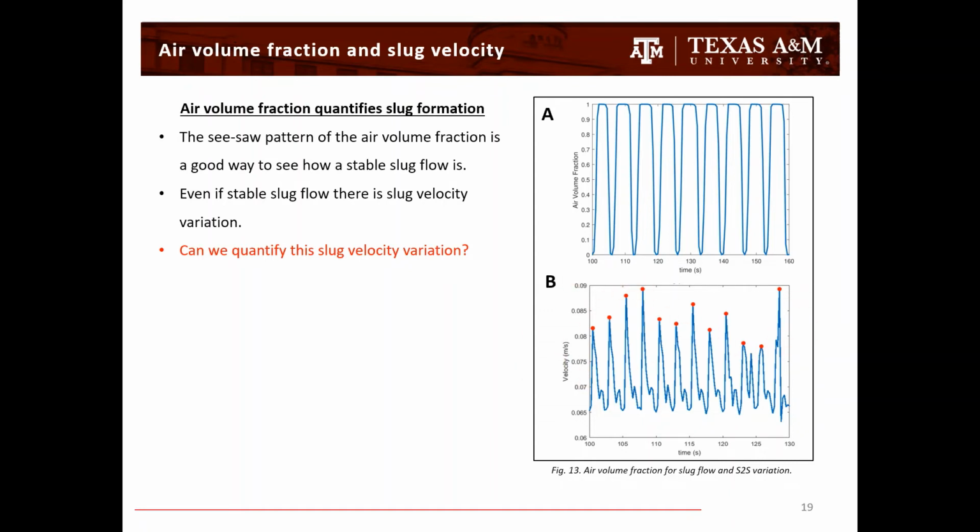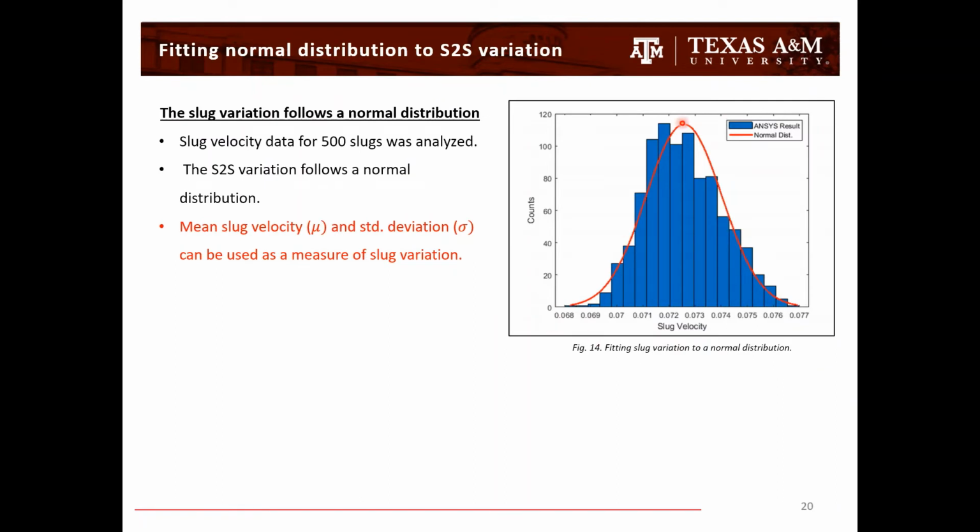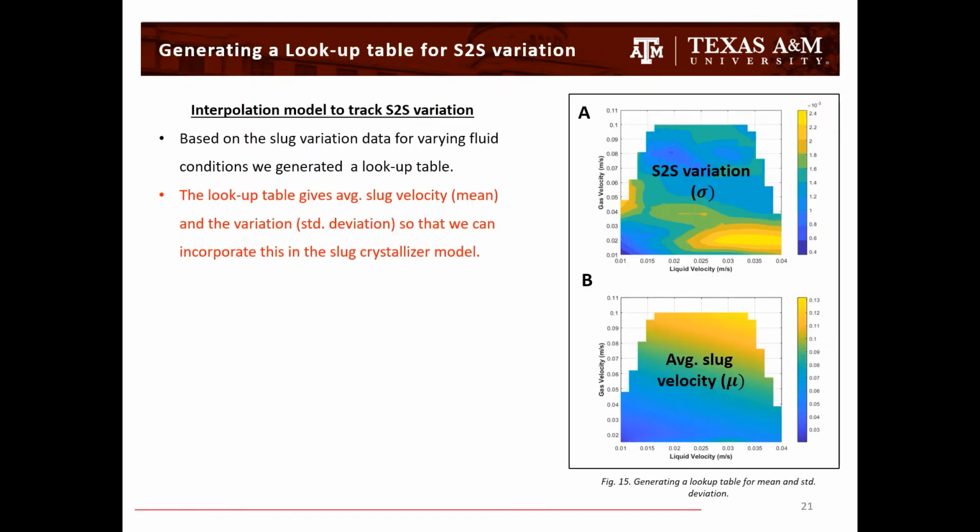So to quantify this variation, we tried to plot it, and for us, fortunately, it fits a normal distribution. And now you can quantify this variation with the mean velocity and the standard deviation. We analyzed 500 slugs to present this work. Now you can extend this analysis throughout the range of your operation.